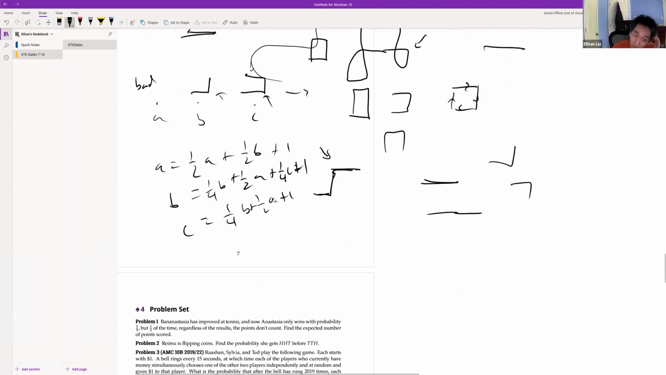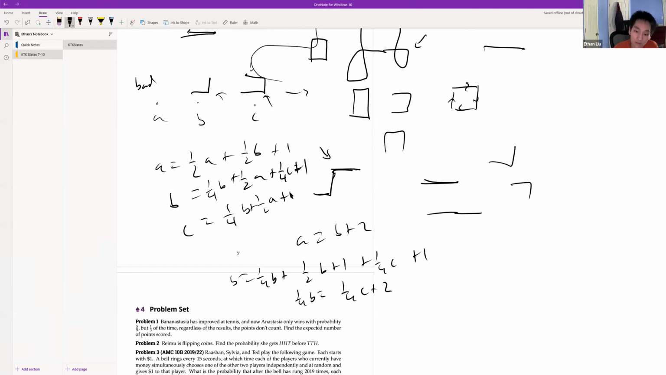And now, after all of this, we're going to add all these together. We're going to solve the set of equations here. So first A equals B plus 2. Wow. Then B, so A equals B plus 2. This is B equals 1/4 B plus 1/2 of B plus 1 plus 1/4 C plus 1. And so after all of this, we get 1/4 B equals 1/4 C plus 2. So B equals C plus 8.